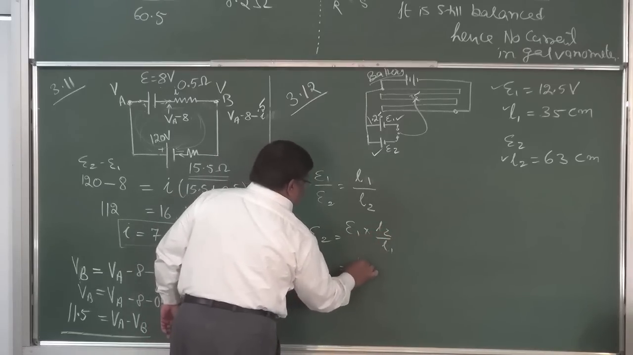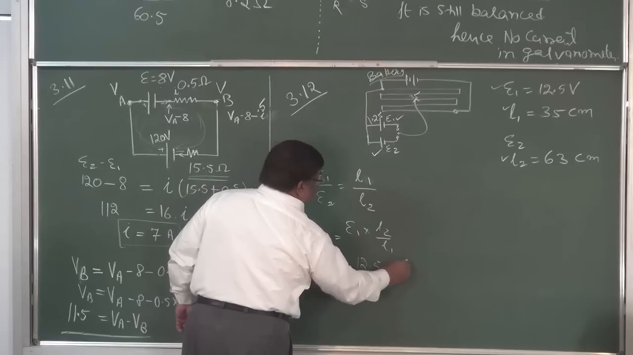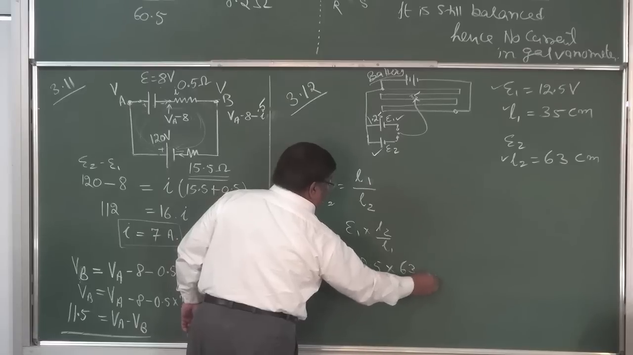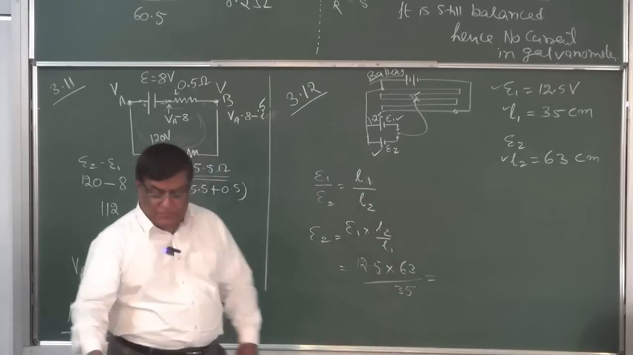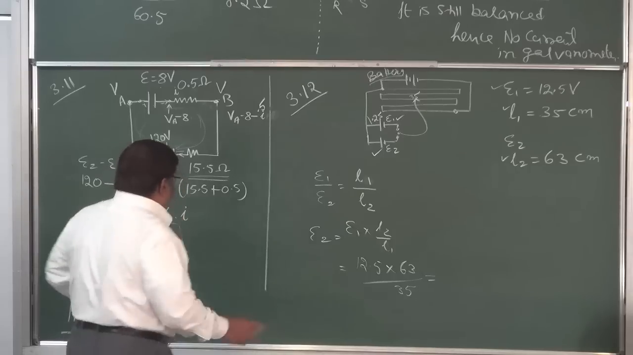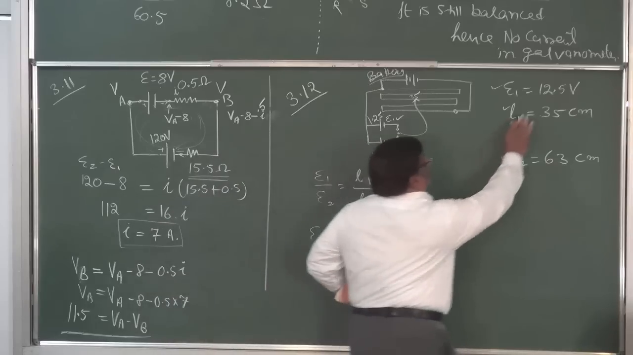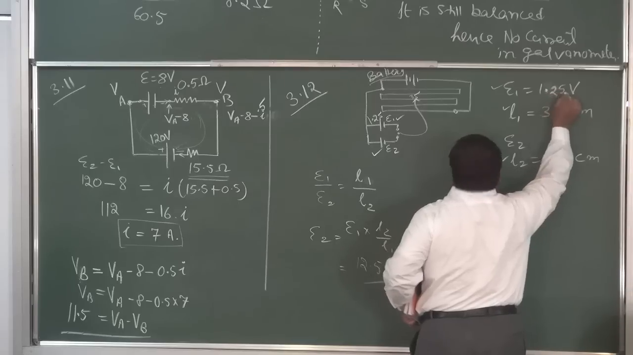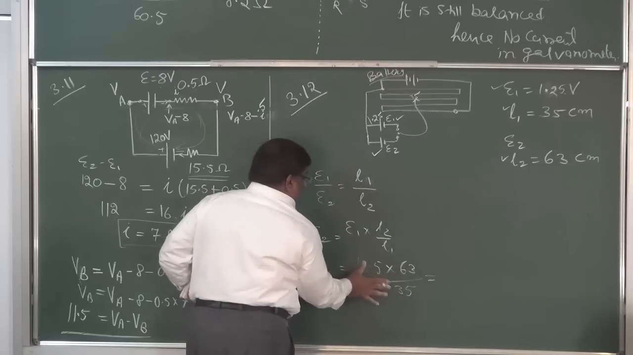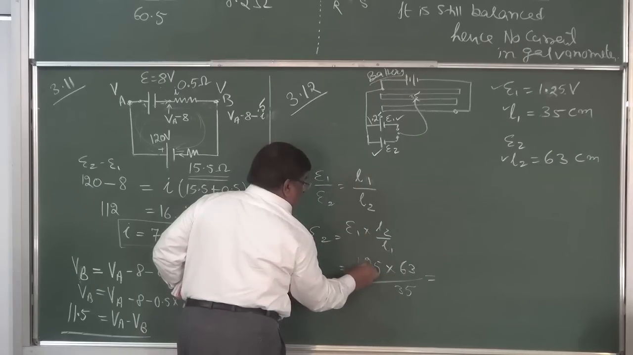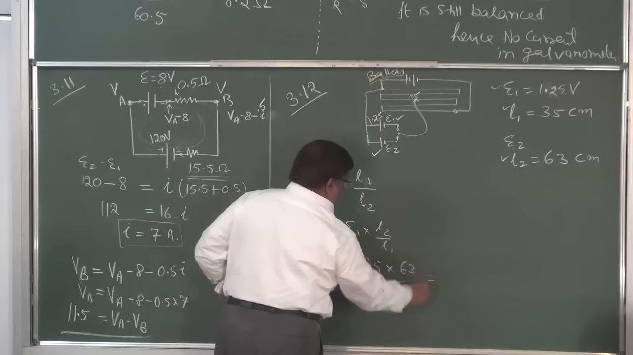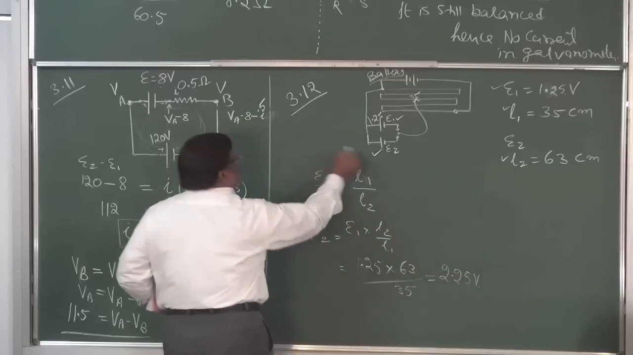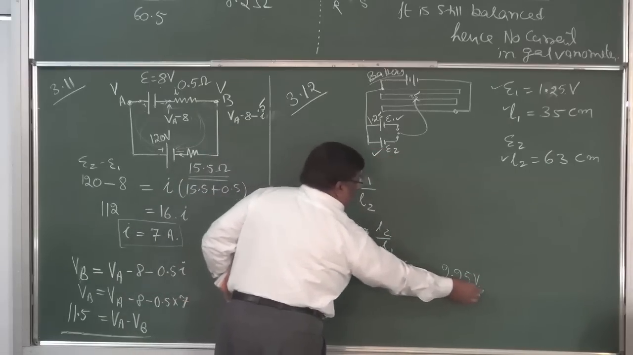Let's put the values. This is 1.25, 63 and this is 35. And this gives the answer. Okay, there is a mistake. 1.25, 1.25, and here again this will be 1.25. This we will do the calculation and it comes to 2.25 volt. So this cell has EMF equal to 2.25 volt.